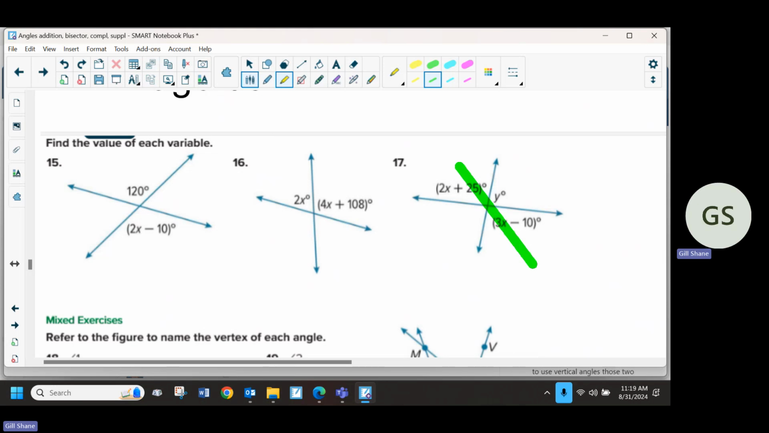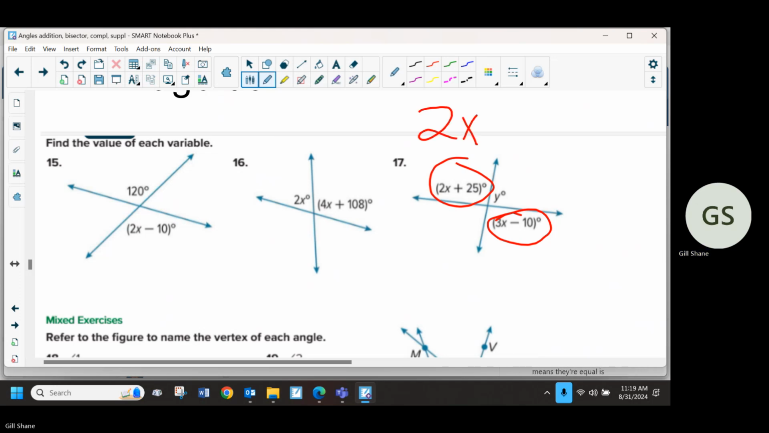Those two angles across from each other, they are congruent. 2x plus 25 degrees is the measure of one of them. 3x subtract 10 is the measure of the other one. If I know they're congruent, that means they're equal. So I set them equal. You solve that out, I'll just tell you, you should get 35.